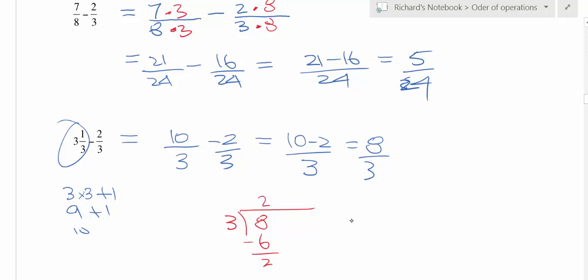So this means that 8/3 equals 2 and 2/3. The remainder becomes a numerator, and your divisor is how many pieces the whole is divided into.